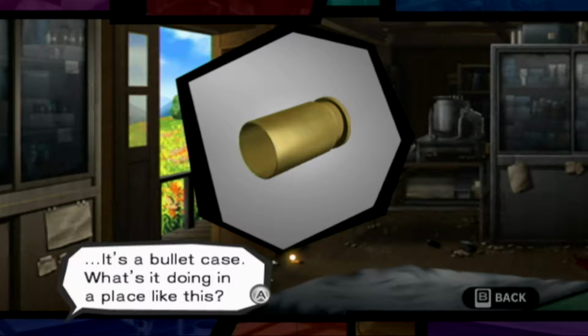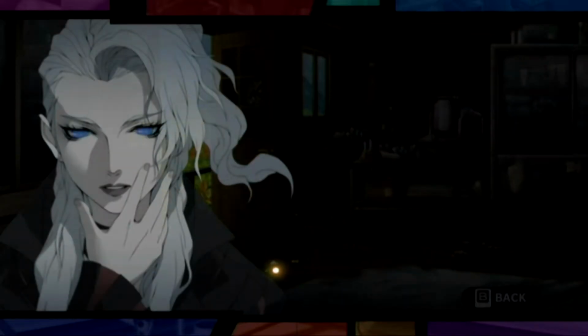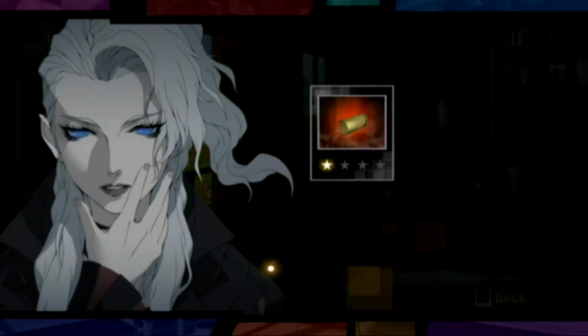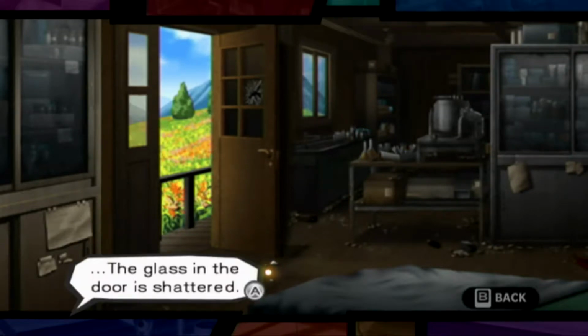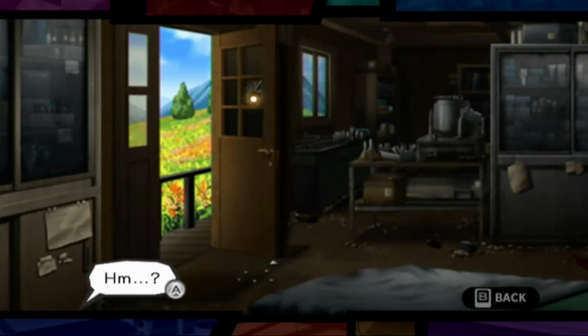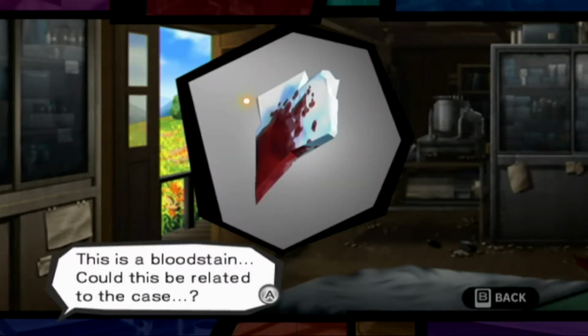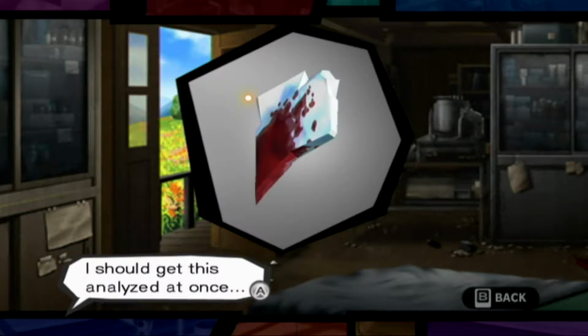It's a bullet case. What's it doing in a place like this? There's a lot you can learn from a bullet case. I'd better have this analyzed. The glass in the door is shattered. This is a blood stain. Could this be related to the case? I should get this analyzed at once.